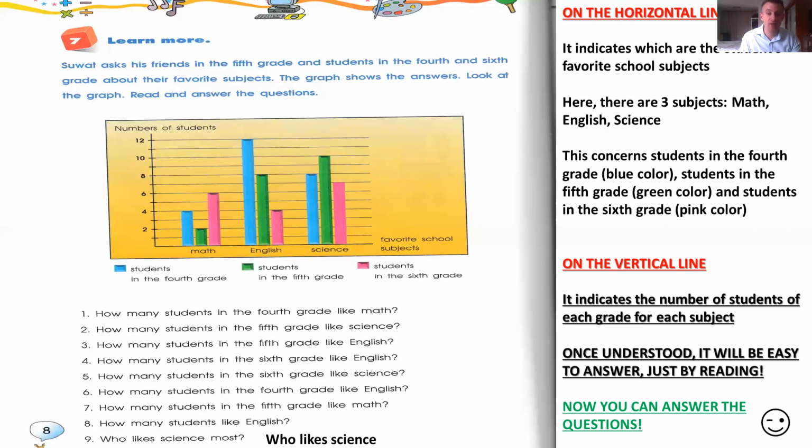Once understood, it will be easy to answer just by reading, of course. But in English, it's a bit different than in Thai language, of course. So maybe you can be a bit surprised, but I think for you it will be okay. Okay, so vertical, we have the number of students, okay? It concerns fourth, fifth, and sixth grade, okay?